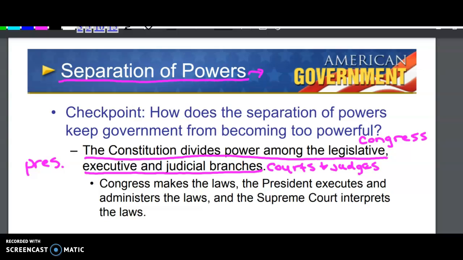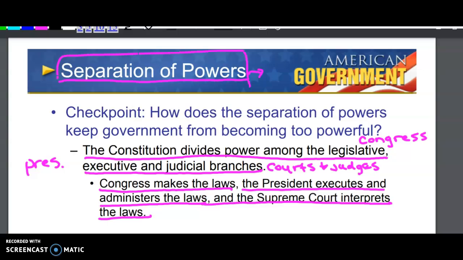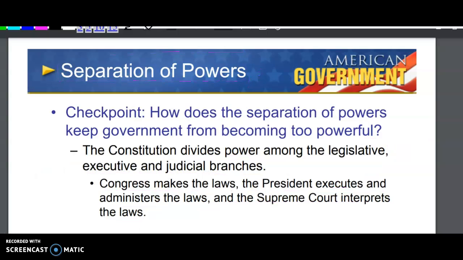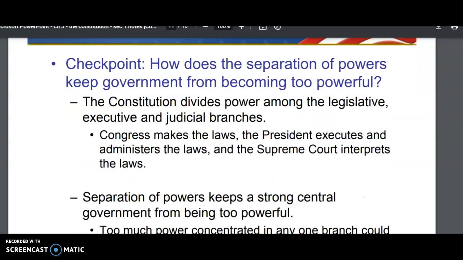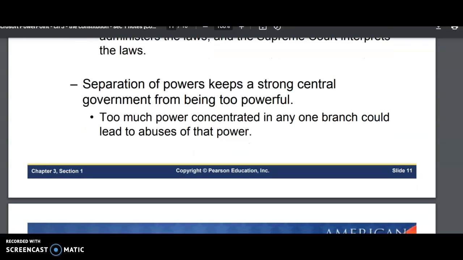So what does that mean? That means that Congress makes the laws, the president executes and administers the laws, and the Supreme Court interprets the laws. So that is the separation of power. And that's important. We're one of the only countries in the world that has such a great separation of power in our government. And the reason for that is stated here in the next one.